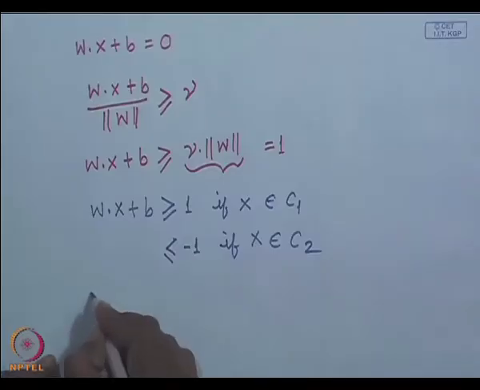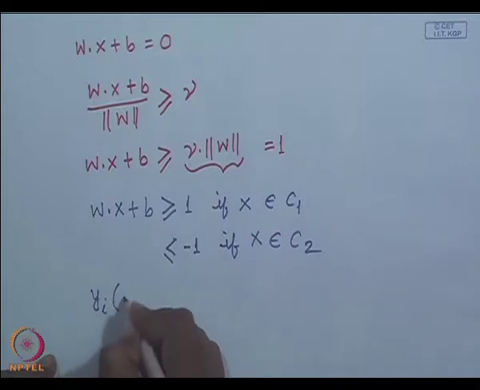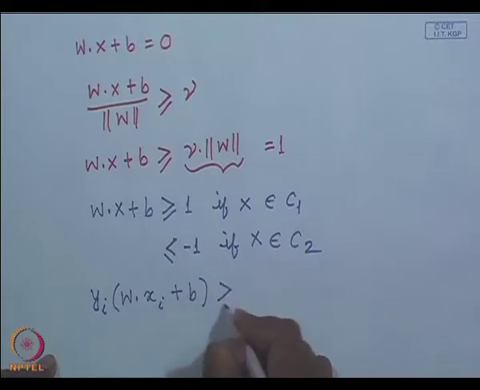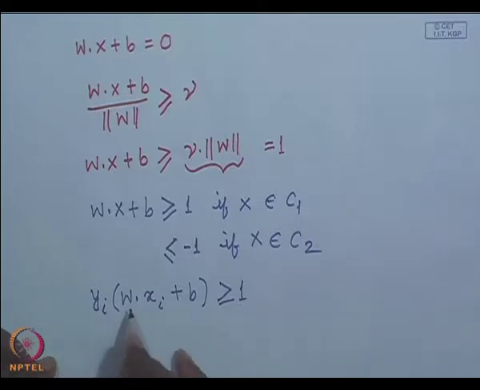And now, for a vector x_i, if I multiply by the corresponding y_i during the training or learning process, I will have a situation that y_i into (w dot x_i plus b) will always be greater than or equal to 1. And this equality, y_i into (w dot x_i plus b), will be equal to 1 if x_i is a support vector, and it will be greater than 1 if x_i is not a support vector. So, then the question comes: what is my support vector then?